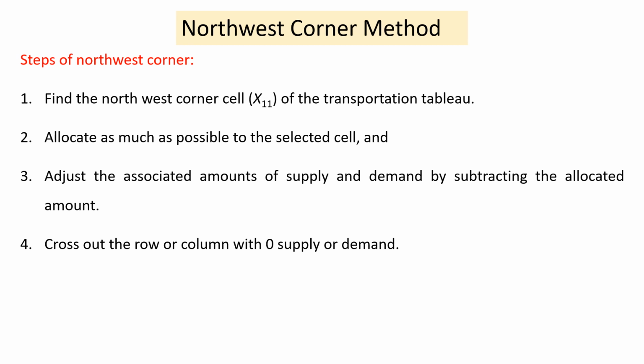These are the steps to use the northwest corner method to find the initial feasible solution for the transportation problem. The first step is to find the northwest corner cell, that is X11 of the transportation tableau. The second is to allocate as much as possible to the selected cell. The third is to adjust the associated amounts of supply and demand by subtracting the allocated amount. And the fourth is to cross out the row or column with zero supply or demand.